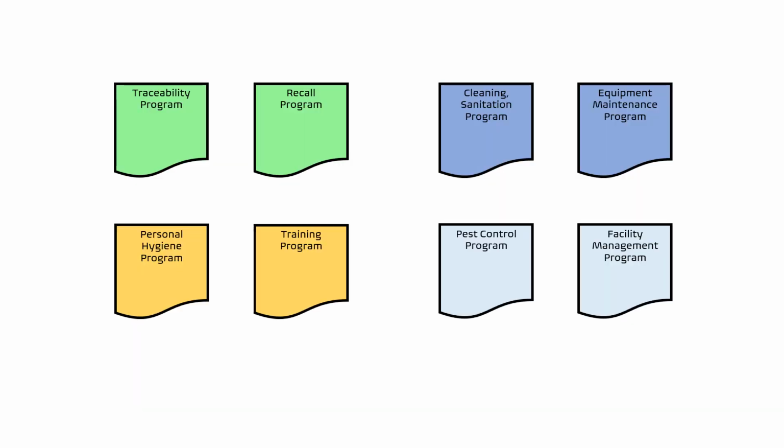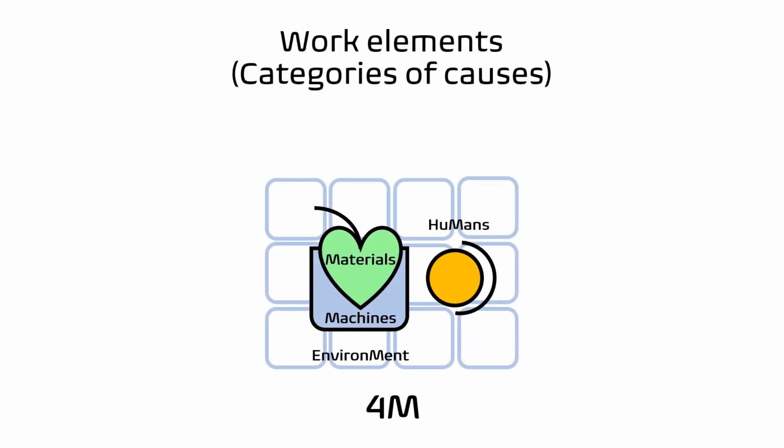For example, food materials should be traceable and easy to recall. Operators should practice personal hygiene and be trained. The equipment and facility should be clean and maintained. At this point, it can be helpful to understand the concept of work elements.